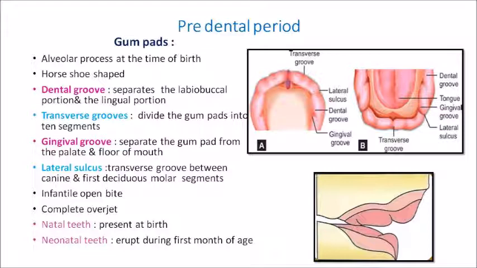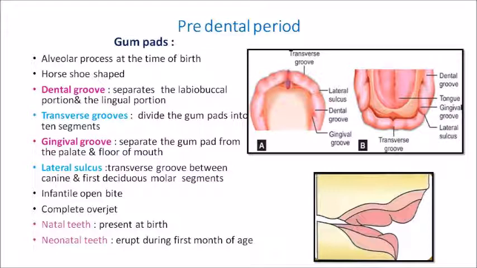Another important feature is the gingival groove. The gingival groove demarcates the gum pads from the palate in the upper arch and from the floor of the mouth in the lower arch. So there are four important features of the gum pads. One is the dental groove, which separates the labial or buccal portion and the lingual portion. The second is the transverse grooves, which divide the gum pads into 10 segments, and the transverse groove between the canines and the deciduous first molars is called the lateral sulcus. And finally the gingival groove, which separates the gum pad from the palate and the floor of the mouth.